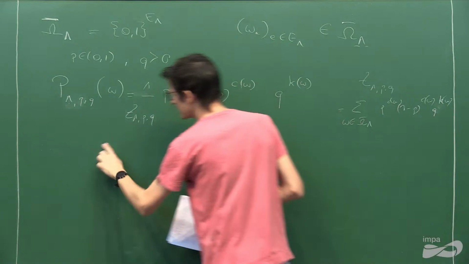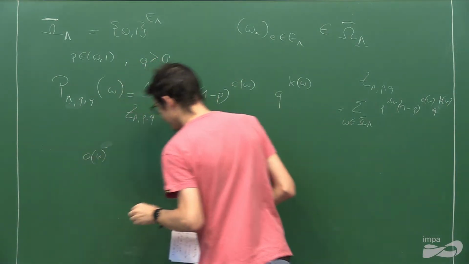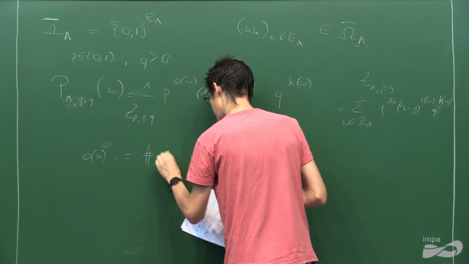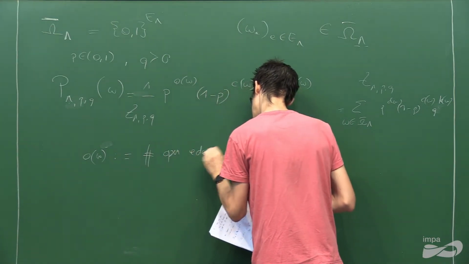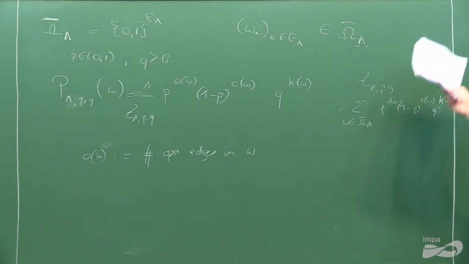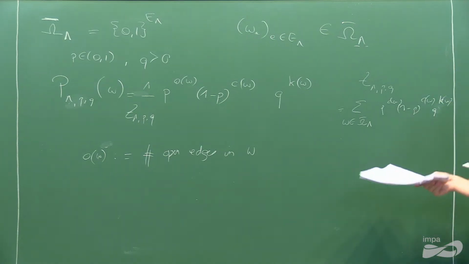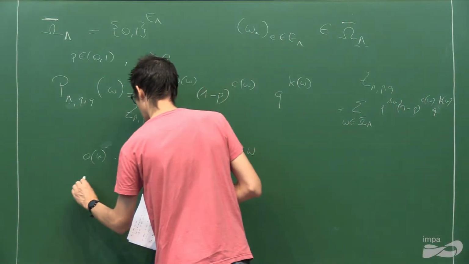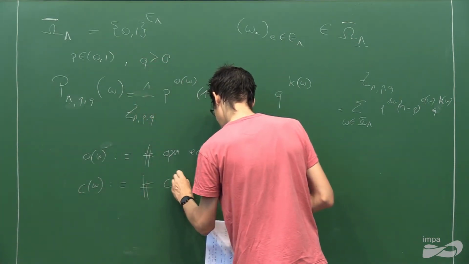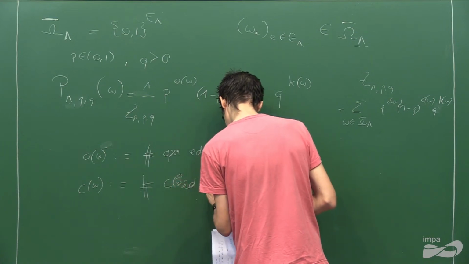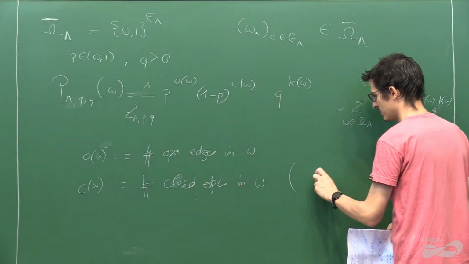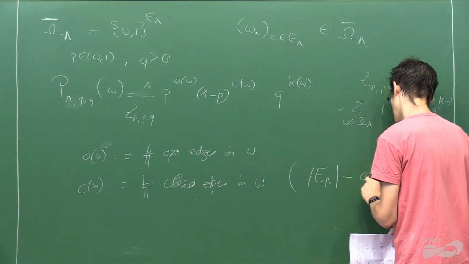Okay, so what is O of omega? It is the number of open edges in omega. I mean, we have a finite set of edges, so this O is something which is well defined. C of omega is equal to the number of closed edges in omega, and it's just the size of E_Lambda minus O of omega.